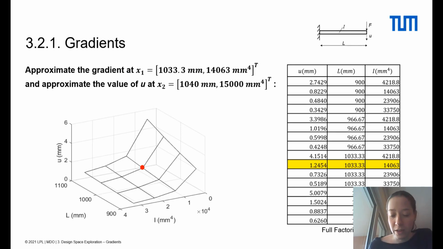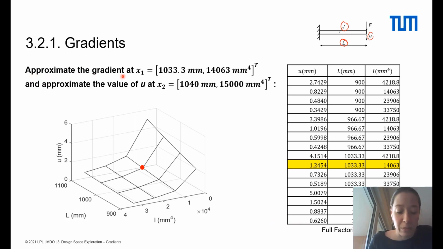Okay, for the first task, we assume that we don't know the closed form solution, so the analytic dependency between the displacement and our design variables. What we do know is those data points here in the grid, and those are all given here in this full factorial table. So we got two elements in this task.